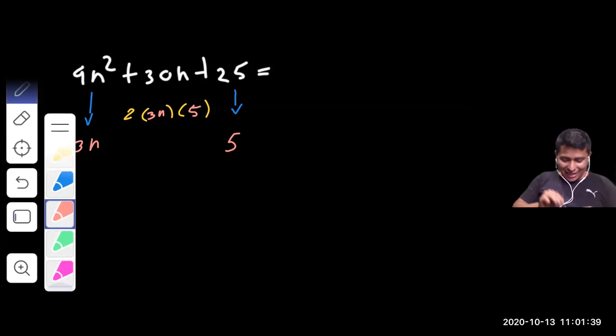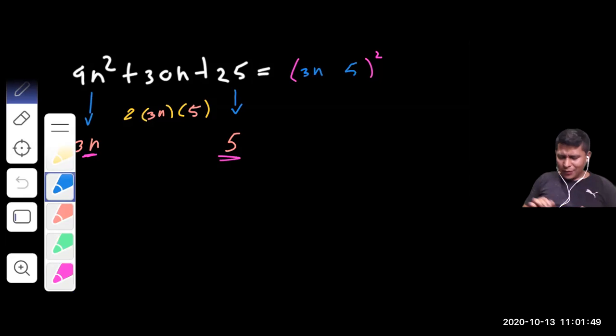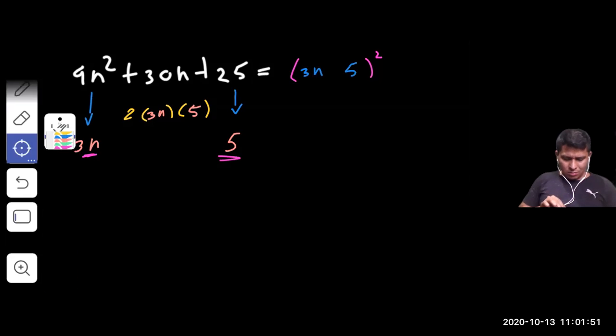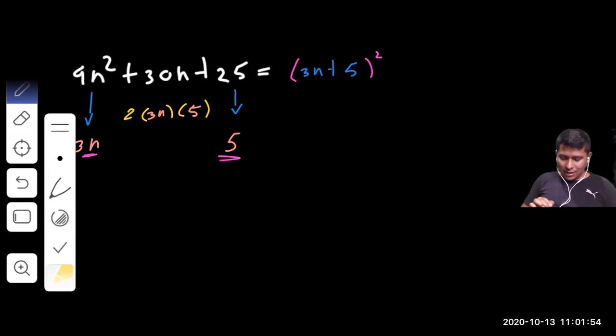That's it. Let's use the formula. Parentheses squared. And we need to copy this: 3n and 5. Positive or negative? Positive. That's it, and this is my answer.